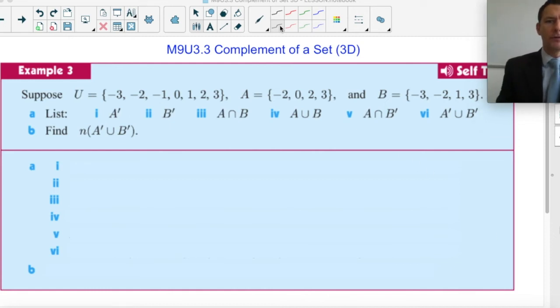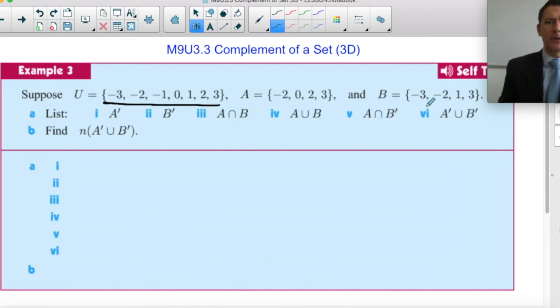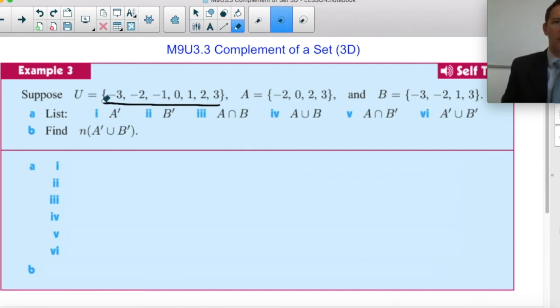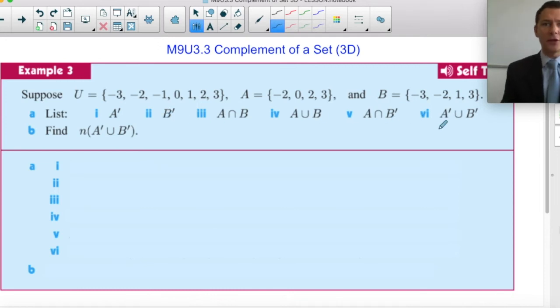Okay, so here's our universal set. Here's A and here's B. They want to find everything that's in A, or sorry, not in A, everything that's not in B, etc., etc. I think you should pause me and try these yourself, and then unpause me and see if the walkthrough is the same. Try this. This is your time to like practice it out.